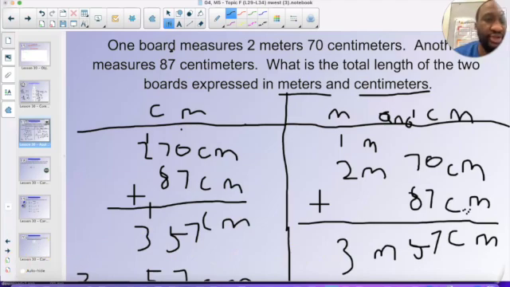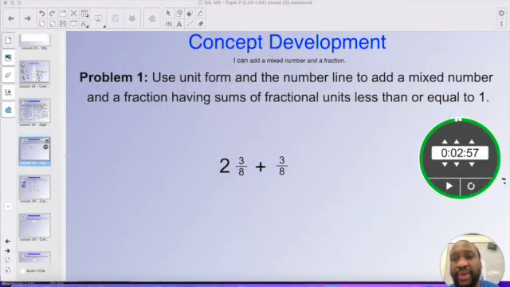Turn the page, thumbs up when you remember. Our goal for today is we're going to be able to add a mixed number with a fraction. Adding a mixed number with a fraction. So I want you to look at this problem right here. I want you to add on your own 2 3/8 plus 3/8. All right, and then be able to explain why. Write a written explanation of why you think the answer is the answer.